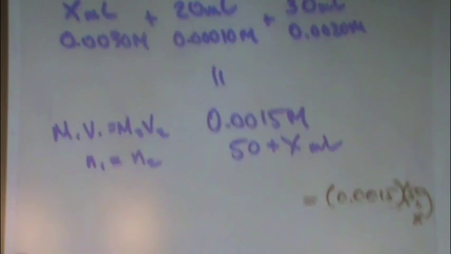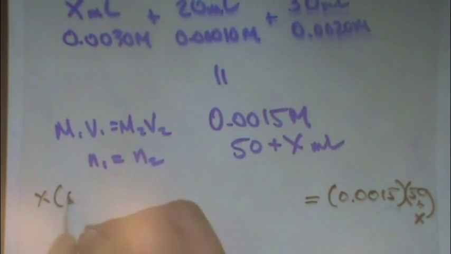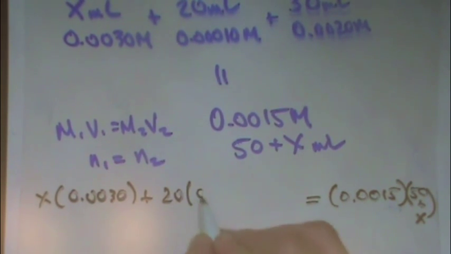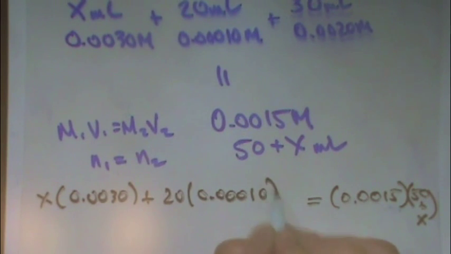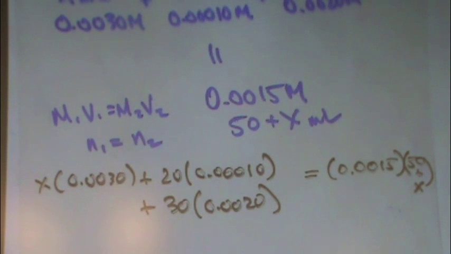Is that okay for the final? Okay, do the same for the initial, but there's just a lot more. X times 0.0030 plus 20 times 0.00010 plus 30 times 0.0020. One unknown X. Is that all right? Cool. Next. Yes?